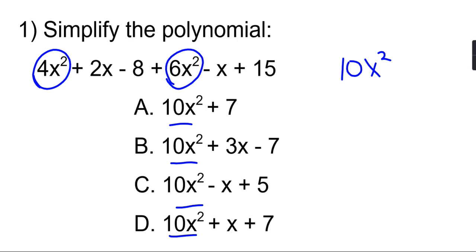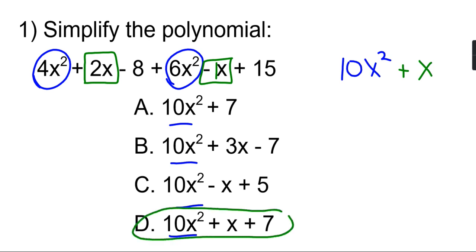Now let's combine the next set of like terms. So if you look at 2x, we can combine that with this negative x. That's like negative 1x. If it doesn't have a number in front of it, then it's just one of it. And 2x minus 1x is positive 1x. So if you look at our choices, the only option is choice D because it has positive x.